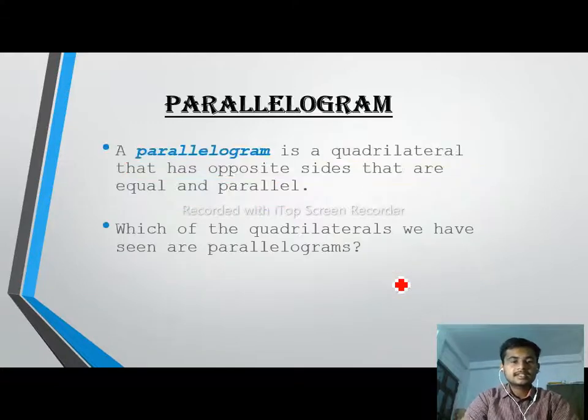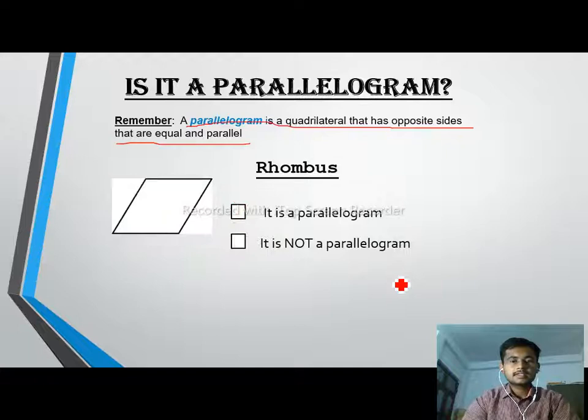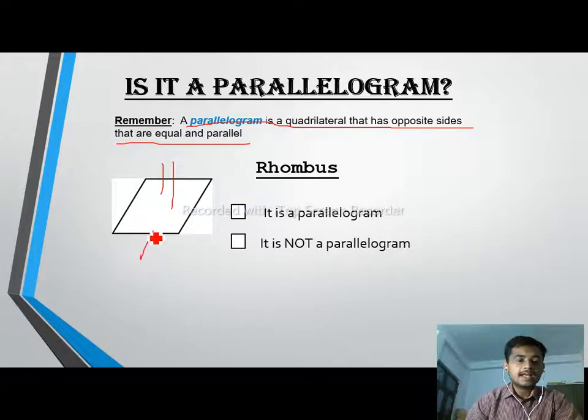So let's see, is it a parallelogram or not? What is the property of a parallelogram? A parallelogram has the property that its opposite sides are equal and parallel, and yes, a rhombus obeys the property because it has four equal sides and its opposite sides are also equal and parallel. That is why a rhombus is also a parallelogram.